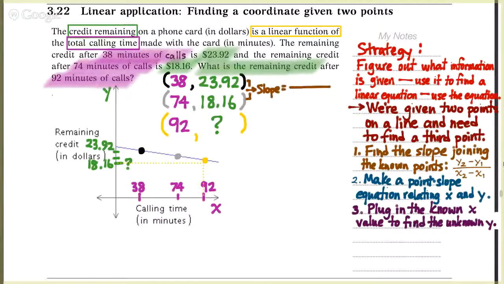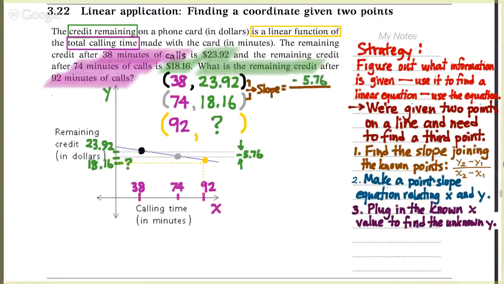All right, let's get to it. Let's take our 2 points that we know from the statement of the problem and find the slope of this linear relationship. By subtracting the values of y, 18.16 minus 23.92 to measure the rise. If I subtract them in that order, I'll get negative 5.76.